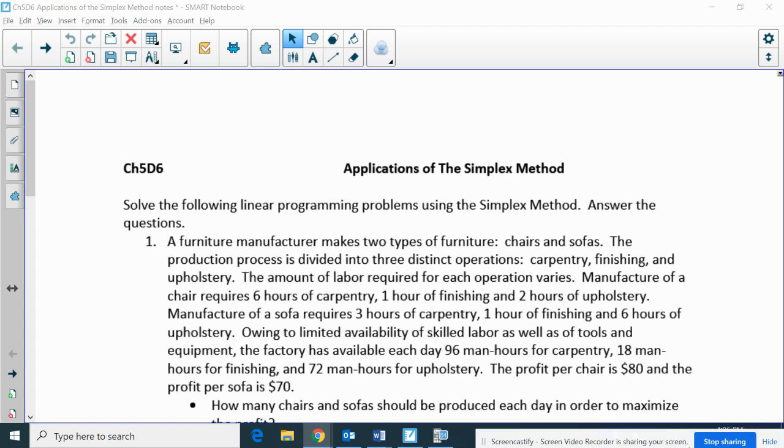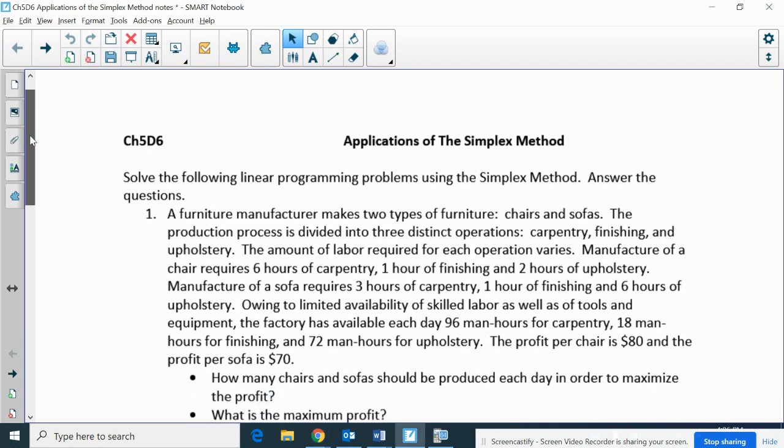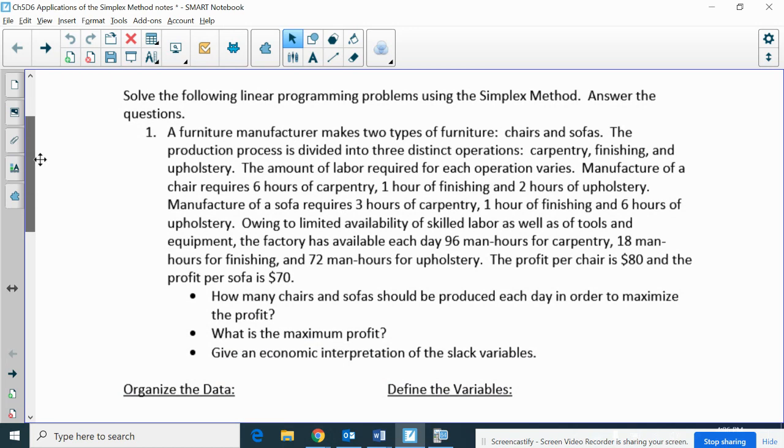This is Chapter 5, Day 6, Applications of the Simplex Method. So all the practice that we've done so far with the Simplex method and using our calculators was so that we could get to an actual real-life problem like this one. So we want to solve the following linear programming problem using the Simplex method, and then we're going to answer the questions. So a furniture manufacturer makes two types of furniture, chairs and sofas.